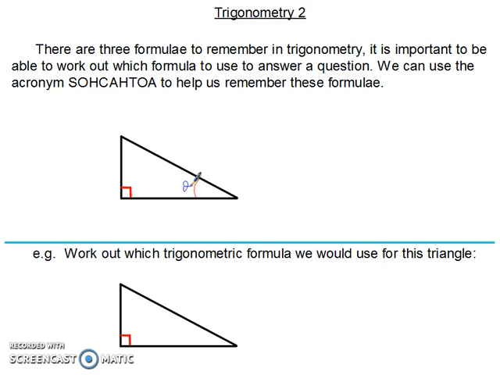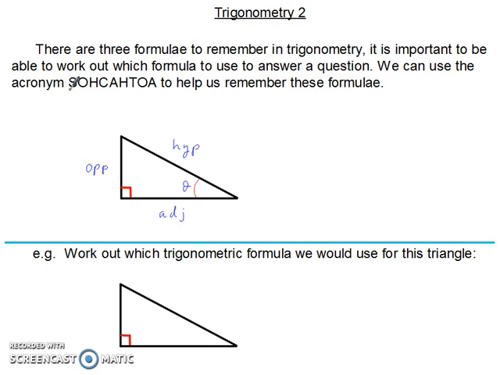Now then, if you remember from the Trigonometry 1 tutorial, we've got 3 sides on a triangle. The opposite is opposite the angle. The hypotenuse is opposite the right angle. That's the longest side. And the adjacent is the one that's left over, next to the angle.